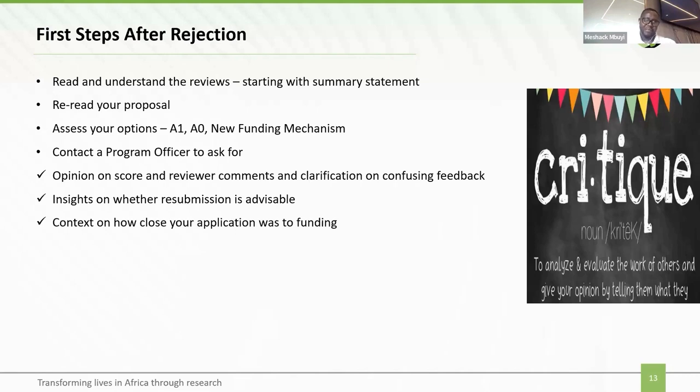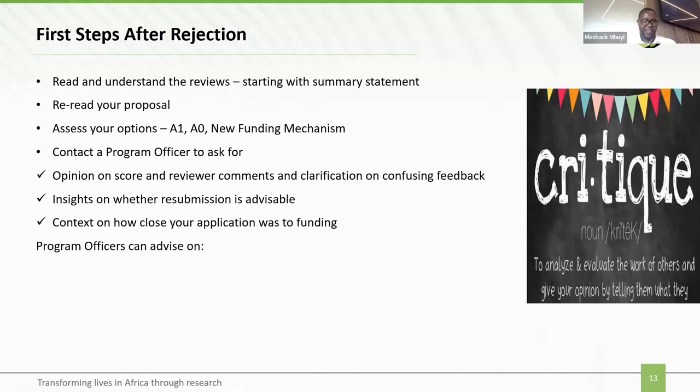You can also ask them for context on how close your application was to funding. This is something that a program officer can tell you. Remember, we said that the review will not tell you how close your application was to funding. But if you talk to a program officer, they will tell you that you were this close. And if you work on these comments and give attention to this area, you stand a higher chance to get funded. And this is also important because you're building a relationship with this program officer.